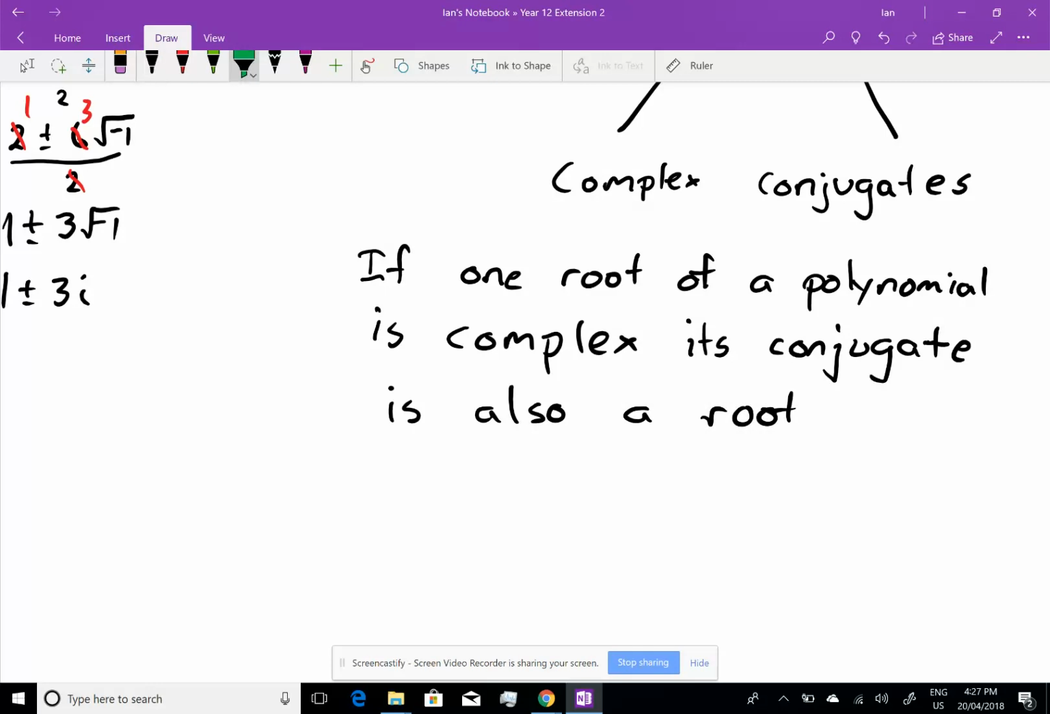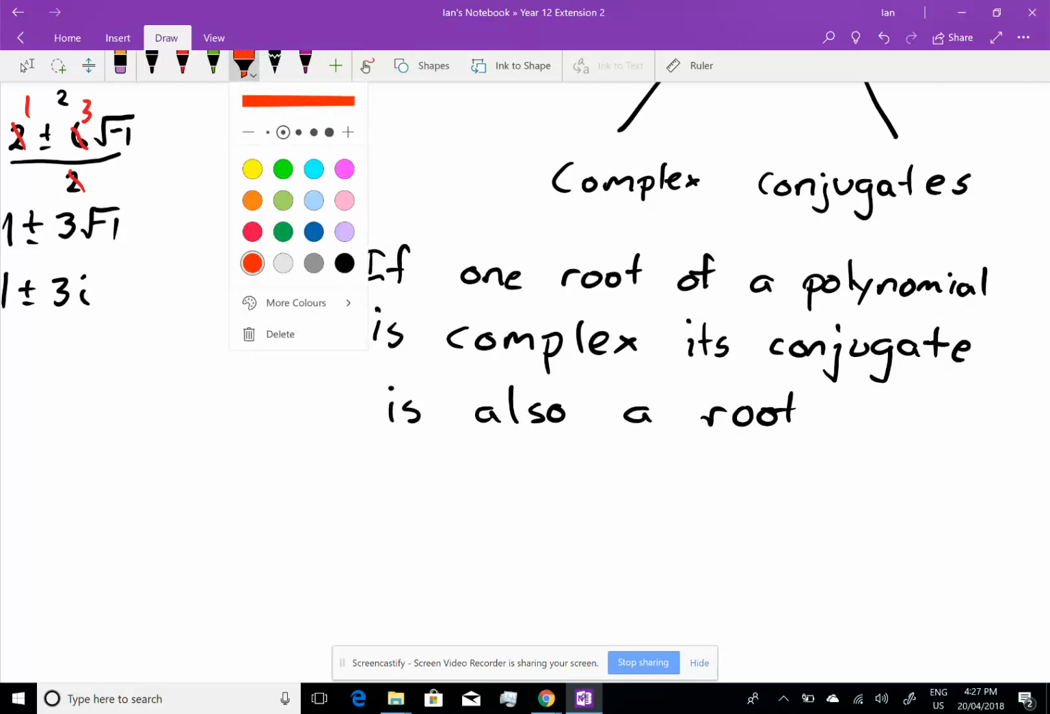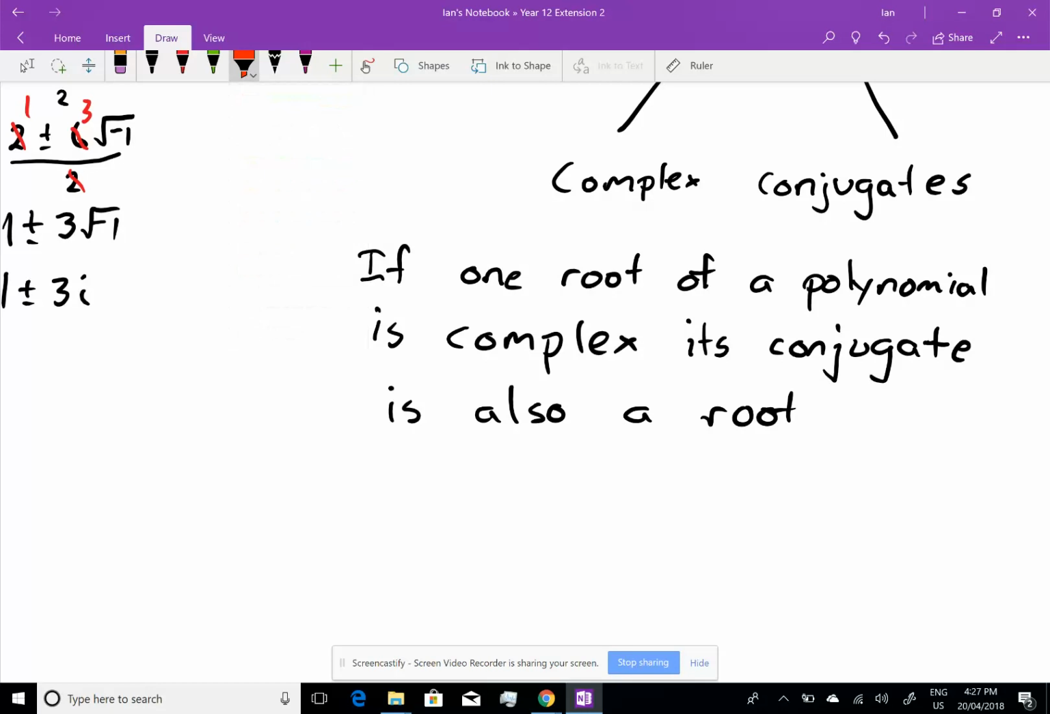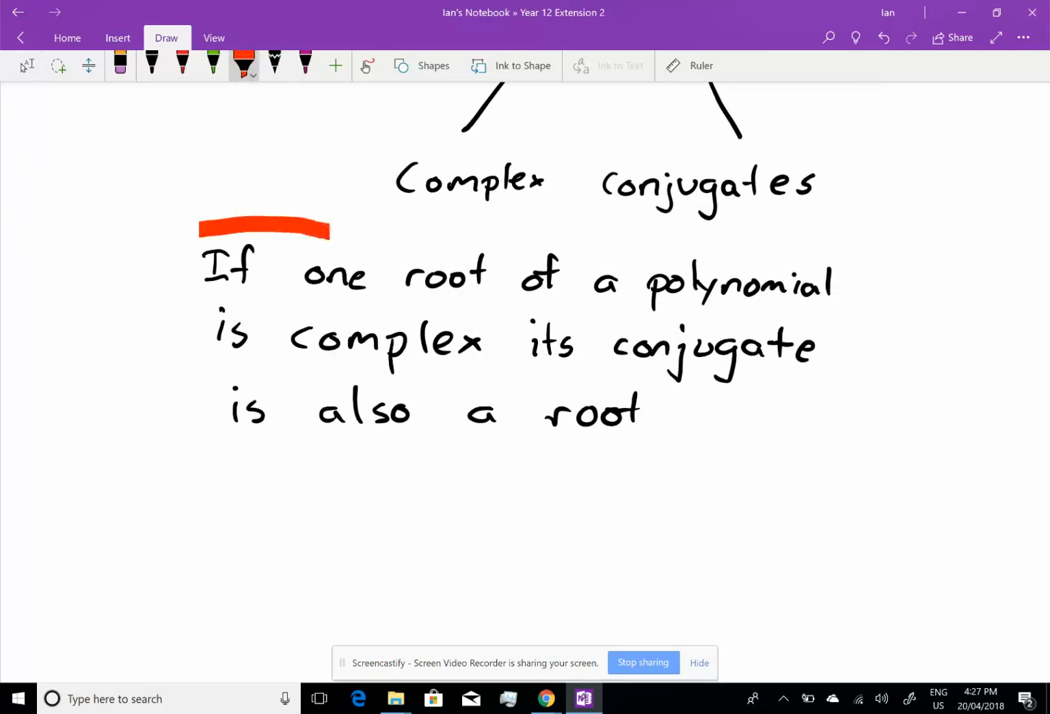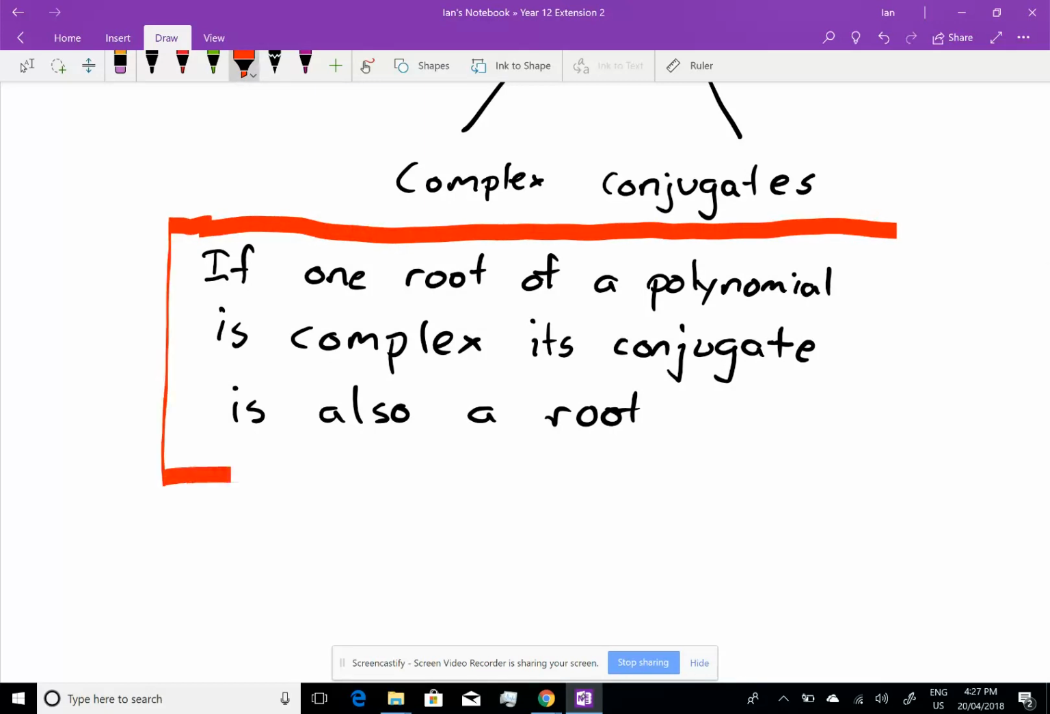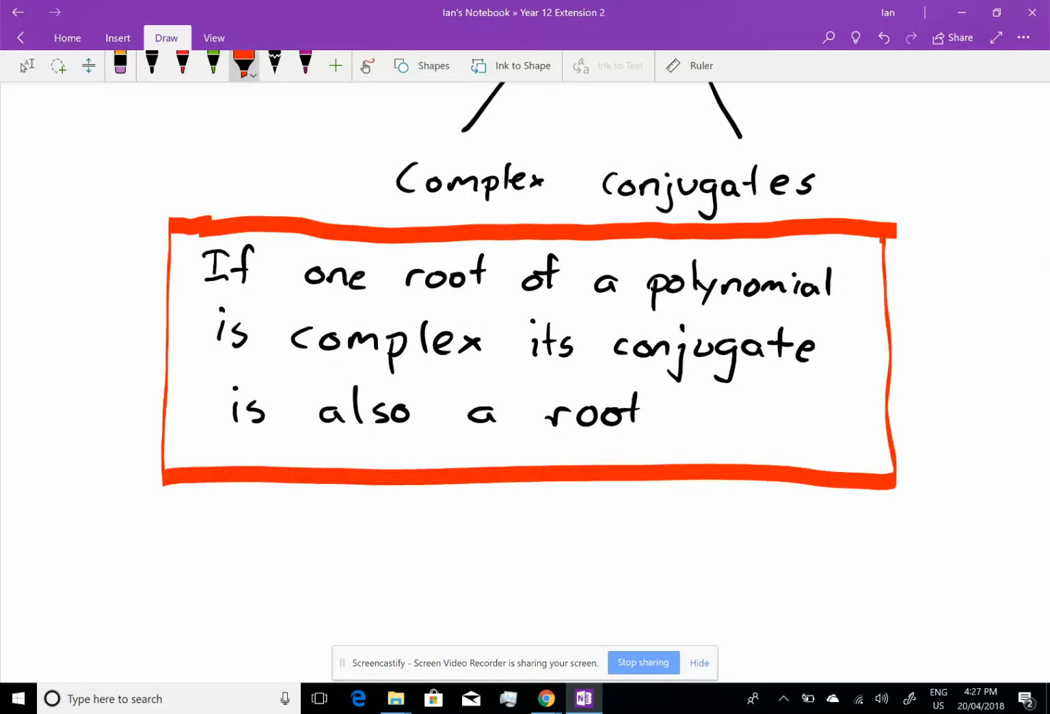And that's our first rule, which we really already knew. So put that in your notes. If one root of a polynomial is complex, its conjugate is also a root.